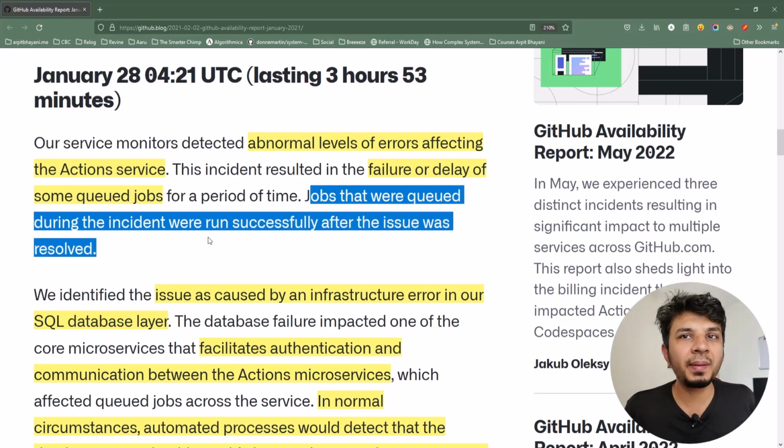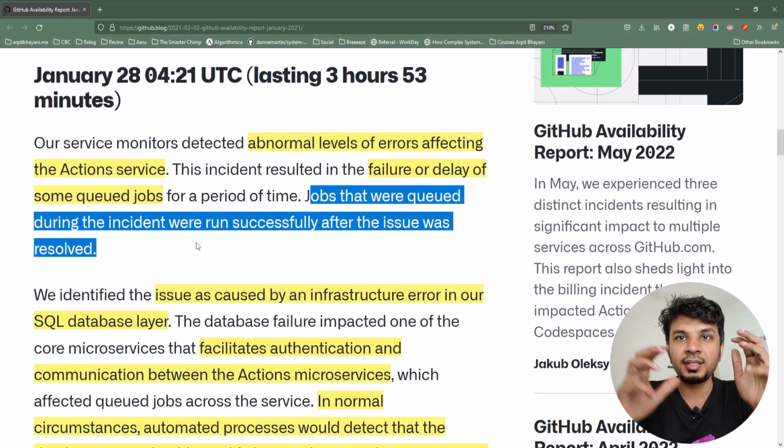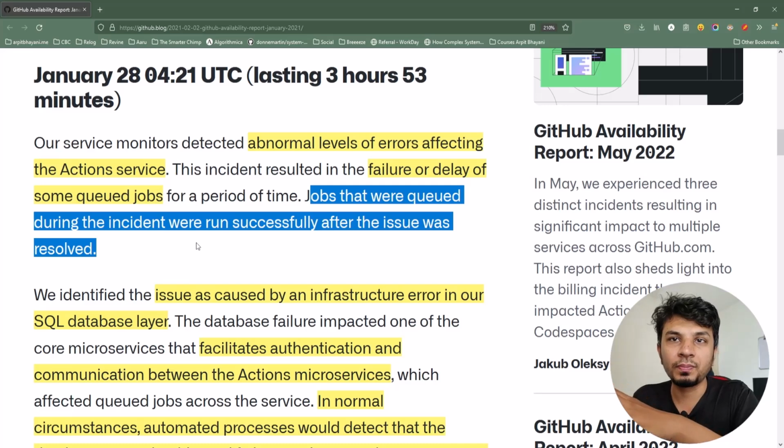This is a very important point to note. Here, even though their service was down, when it got back up, the jobs that were queued were put to completion. And this is a very important point around designing an architecture. Here we can clearly see that this was an asynchronous workflow where most of the things were done asynchronously.